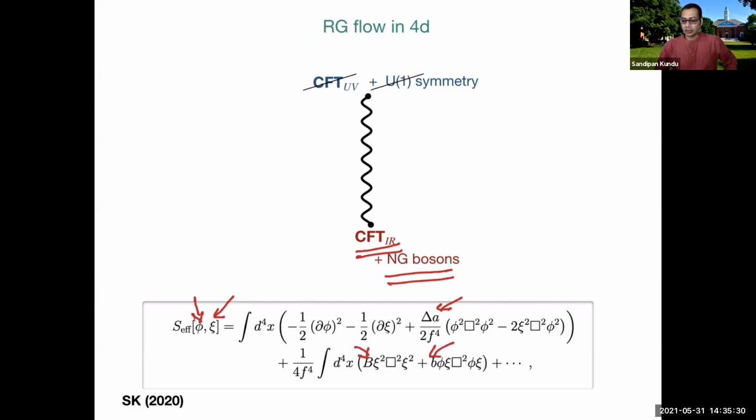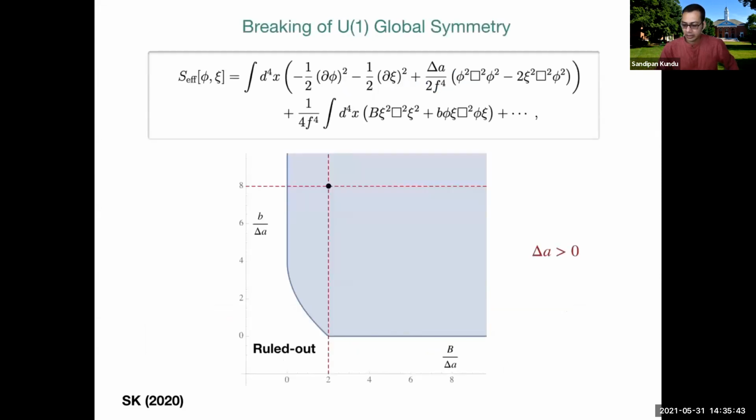Now I can ask the same question: when can this effective field theory be UV completed? That will basically provide some bounds on what kind of effective field theories you can get from this kind of RG flows. And by doing the same tricks, there is an exclusion plot. First of all, we still have delta A to be positive, since gravity is non-dynamical in this case. And there is an exclusion plot for the other 2 coupling constants. So everything outside the blue region is ruled out.